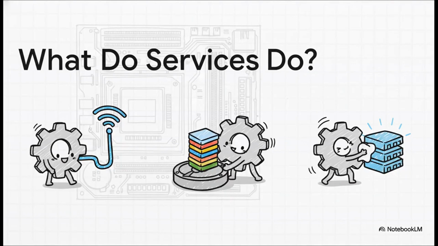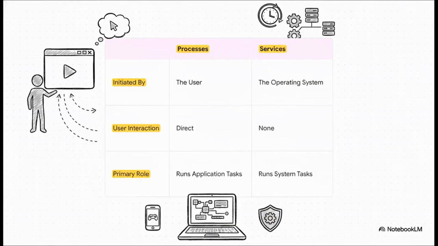So what exactly are they doing back there? Oh, just all the really critical stuff. They're managing your Wi-Fi connection, handling how programs read and write to your hard drive, keeping an eye on your system memory. They are the tireless, invisible road crew of your digital world. So what's the key difference here? It's pretty simple when you break it down. As you can see, you are the one who starts processes, and you interact with them directly. Services, on the other hand, are started by the operating system, and they just do their thing in the background. Put it this way, processes run your apps, services run your computer.